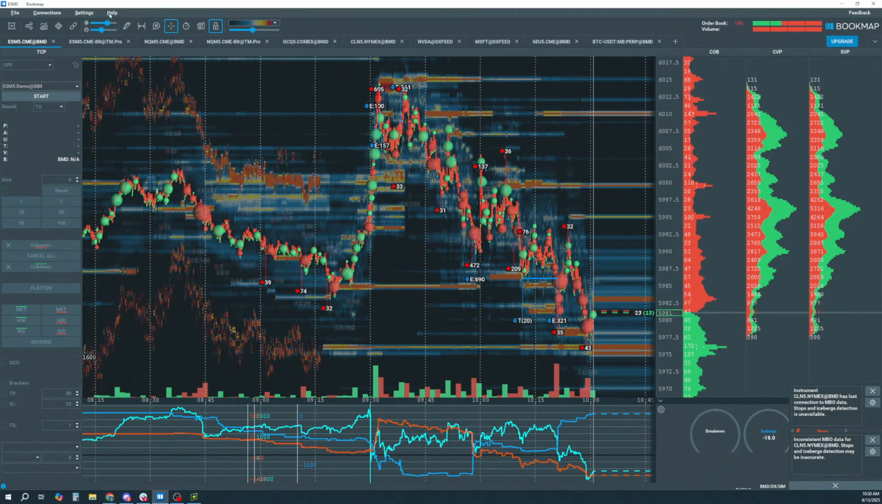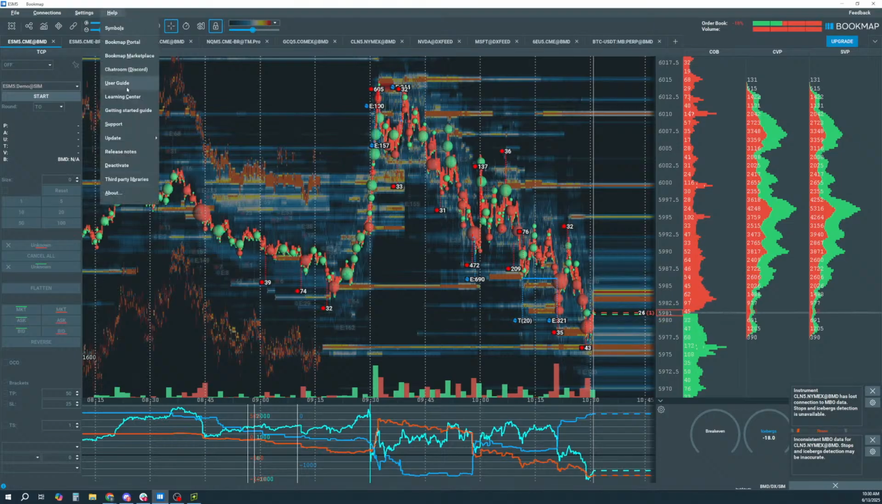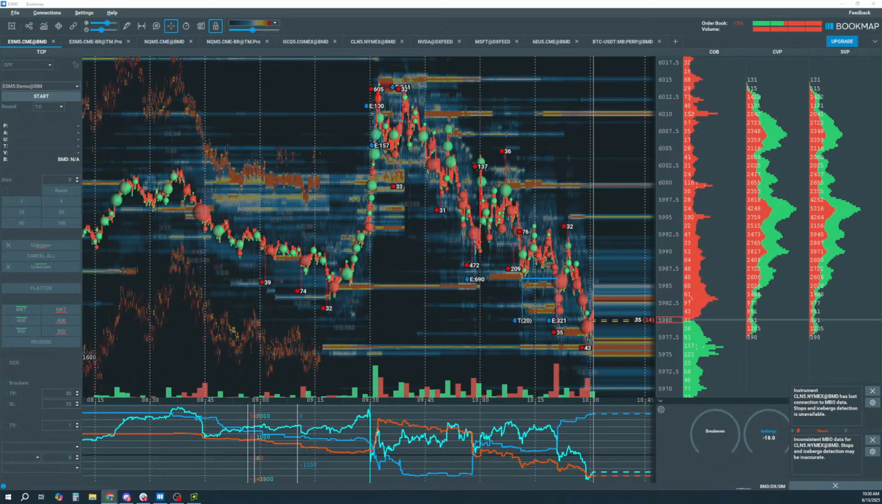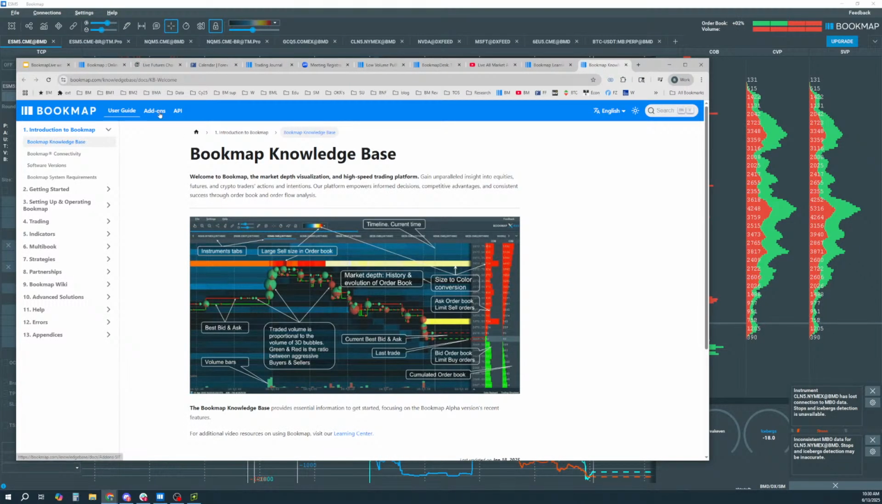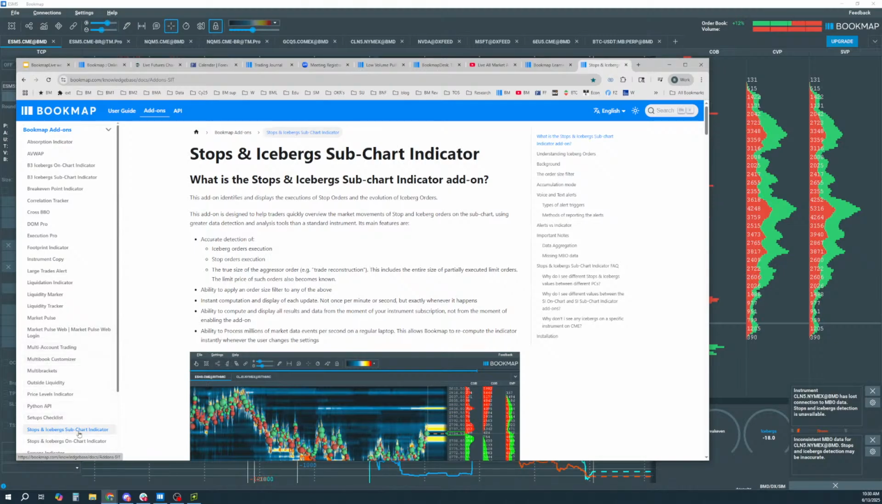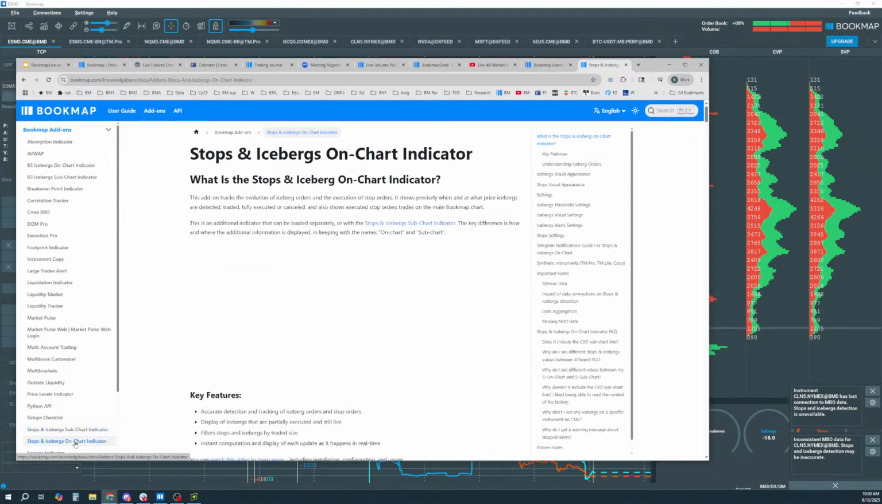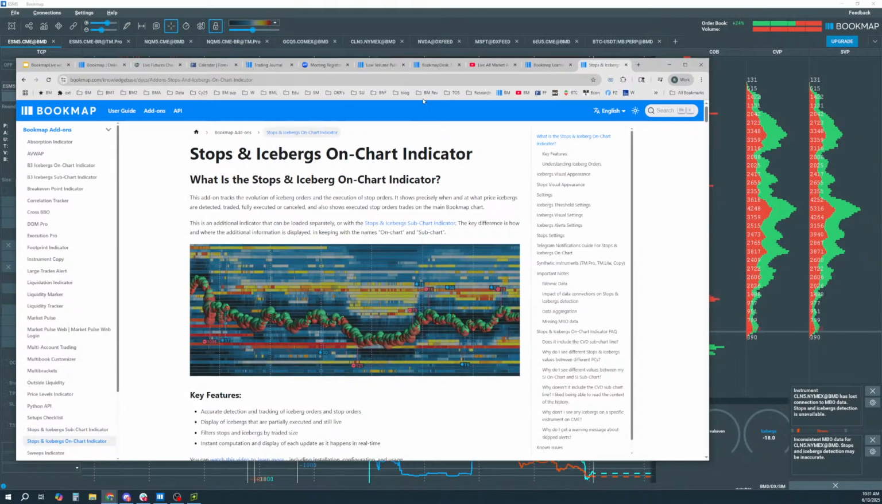And if you need more help on that, just go to Help, go to the Learning Center. Once in the Learning Center, go to Knowledge Base, add-ons, and then stops and icebergs on subchart and on chart right here. Okay.